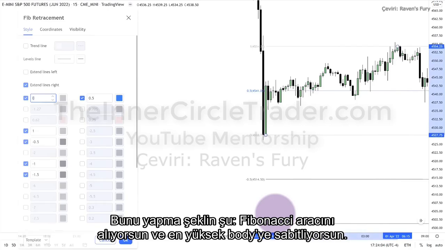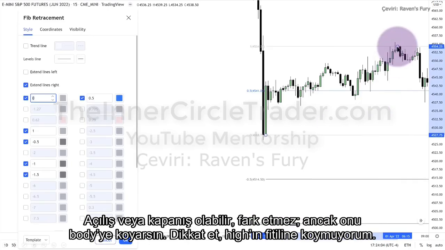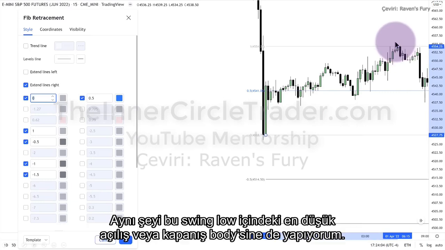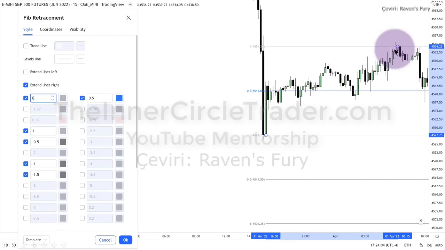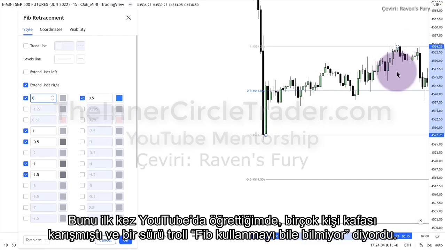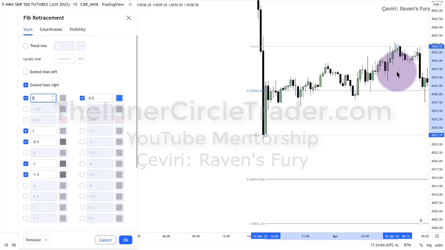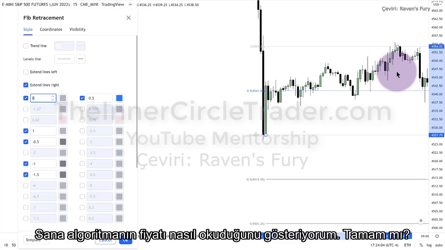The way you do it is you take your Fibonacci and you anchor it to the highest body. It could be an open or a close, it doesn't make a difference, but you anchor it on that. Notice I'm not putting it on the high here, and I'm doing the same thing with the lowest open or close in this swing low. This retracement up, I'm measuring the distance in terms of range with the bodies of the candles. The first time I taught this on YouTube, I had a lot of folks scratching their head and many trolls saying, he doesn't even know how to use a fib. I'm showing you how the algorithm is going to read the price.